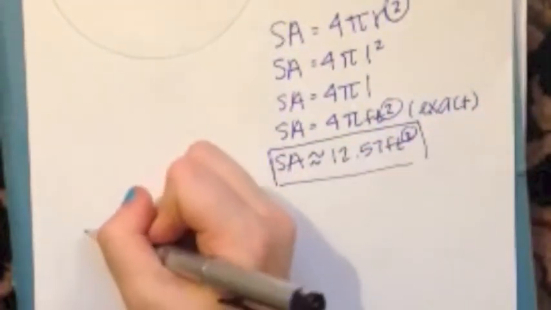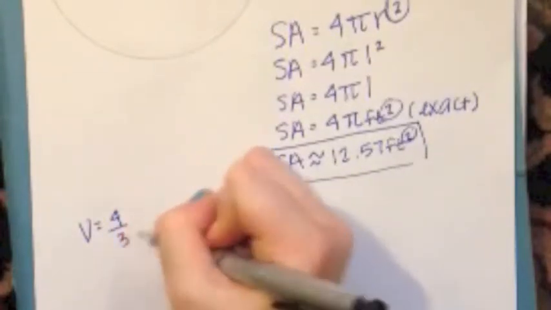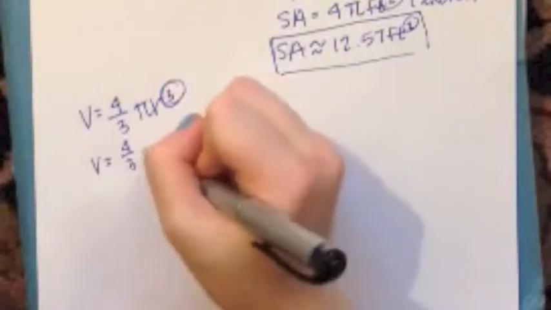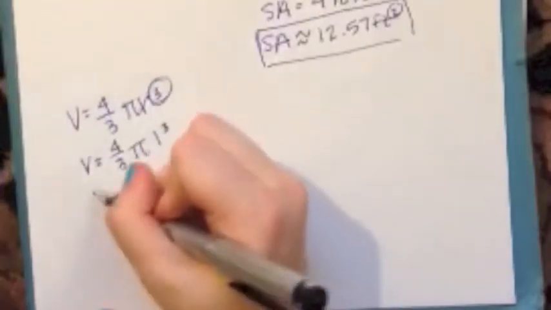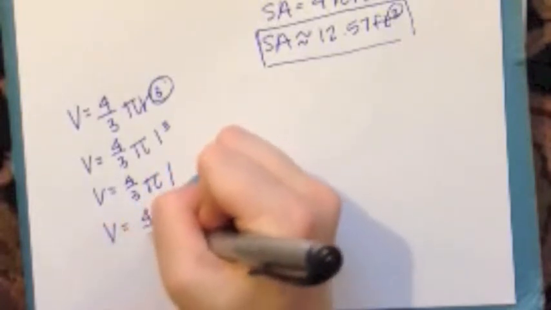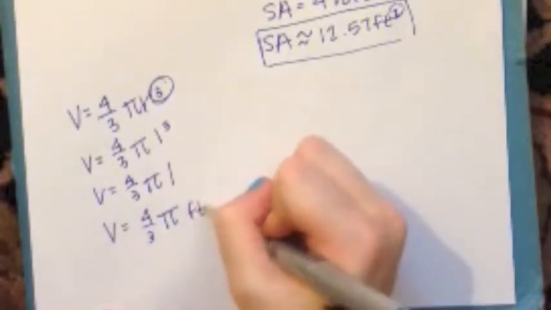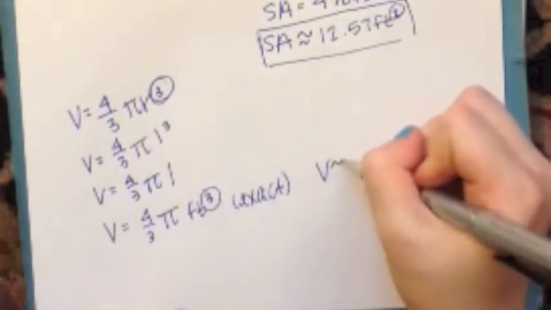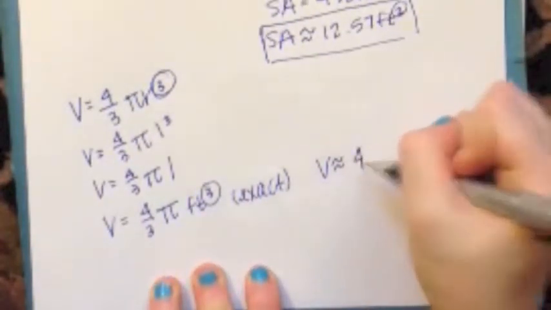Now let's find the volume. The formula to find the volume is 4/3 times pi times the radius cubed. Again, we plug in 1 for r, and 1 cubed is 1, so the volume equals 4/3 times pi times 1. Simplify that and you get 4/3 pi feet cubed, which is the exact answer. The rounded answer is about 4.19 feet cubed.